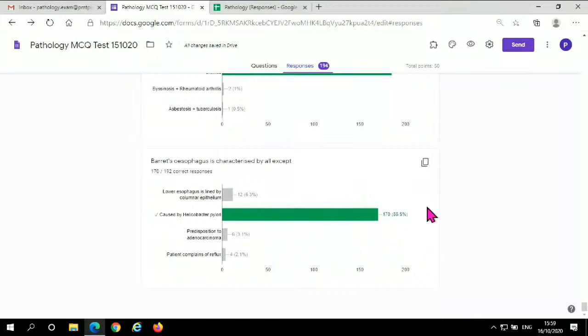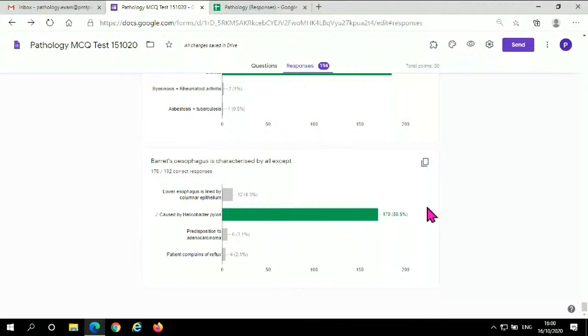Barrett's esophagus is characterized by all except: lower esophagus lined by columnar epithelium, caused by Helicobacter pylori, predisposition to adenocarcinoma, patient complains of reflux. In Barrett's esophagus, there is alteration of squamous epithelium to columnar epithelium, so that is part of Barrett's esophagus and not the correct answer. Predisposition to adenocarcinoma occurs because squamous epithelium is converted to columnar epithelium, which may produce adenocarcinoma. So intestinal type metaplasia may occur in Barrett's esophagus leading to adenocarcinoma, similar to the stomach. Third, patient complains of reflux. Because of reflux only, Barrett's esophagus occurs, so it is not the correct answer.